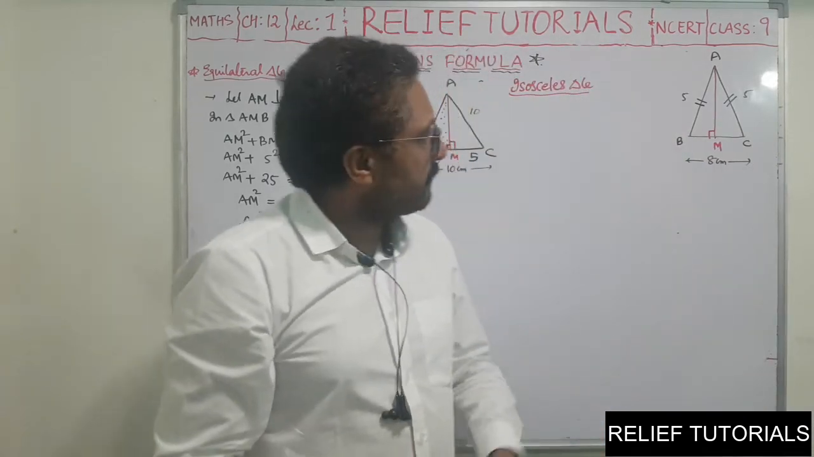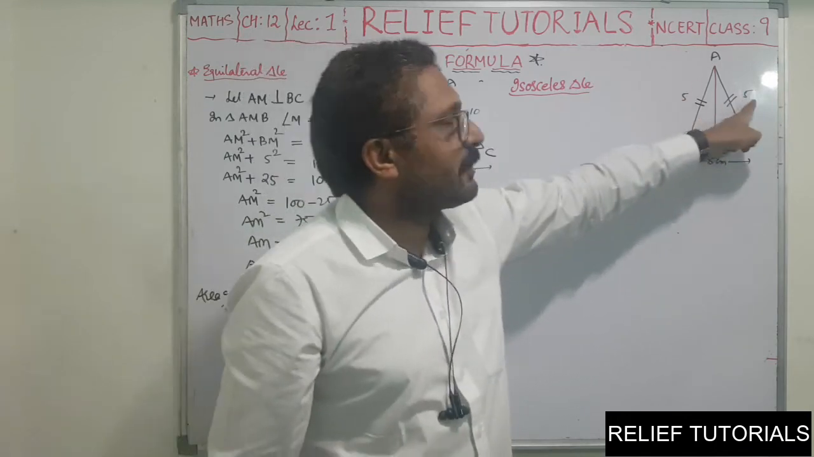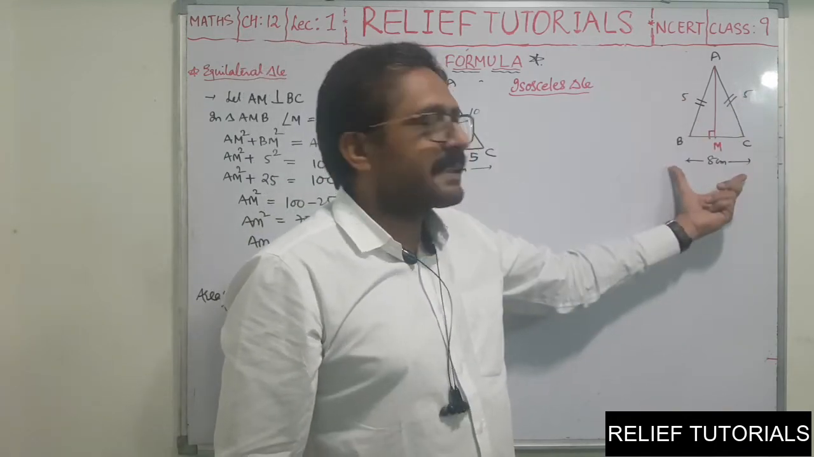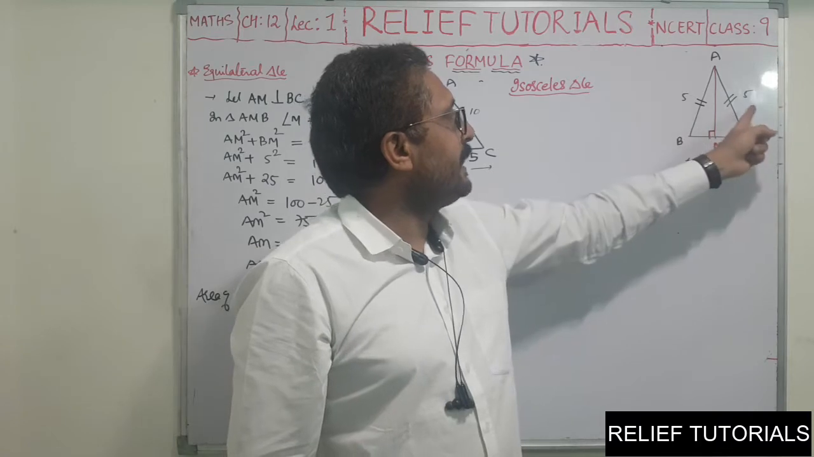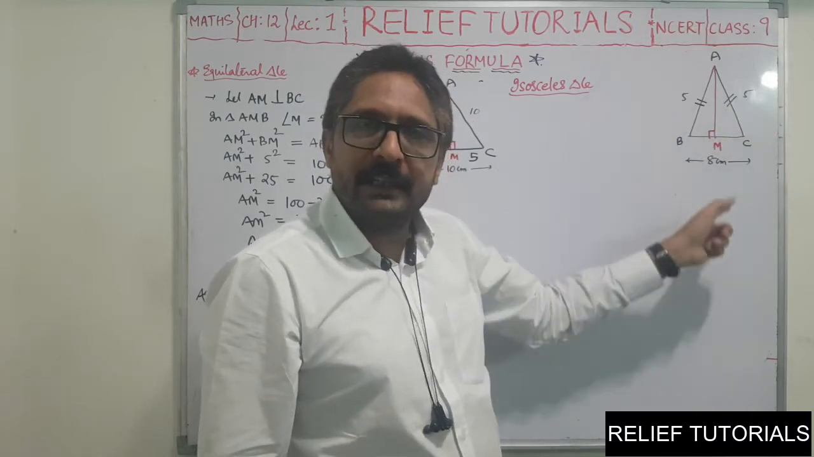See one thing you see here. Here the altitude is drawn on the unequal side. These two sides are equal. This is the unequal side. BC is 8, whereas these two, AB and AC, are 5 centimeter. They are equal sides. Here the altitude is drawn on the unequal side.